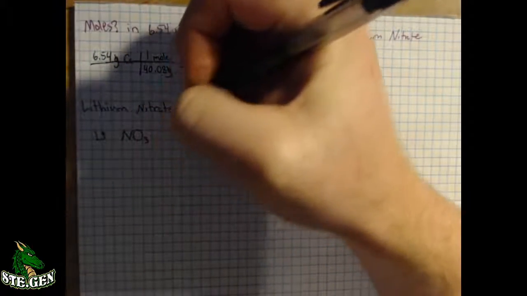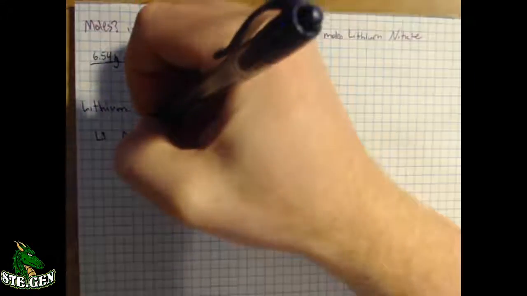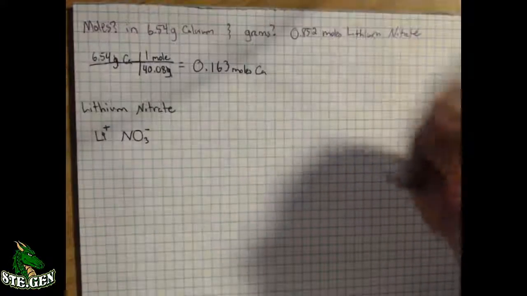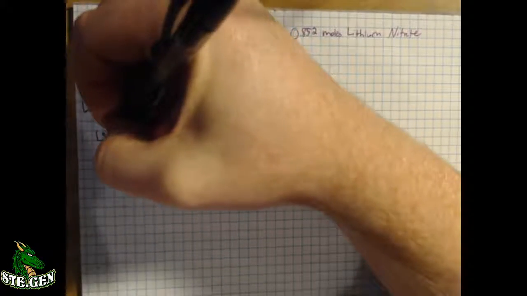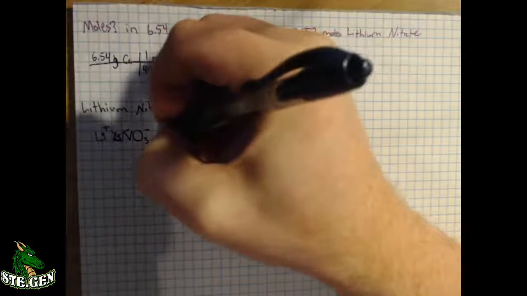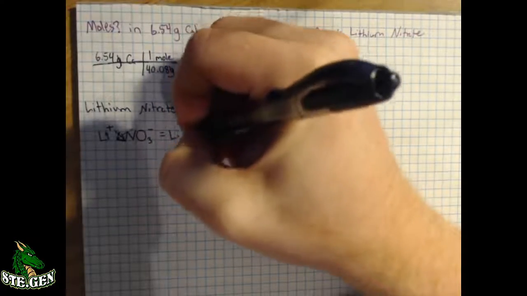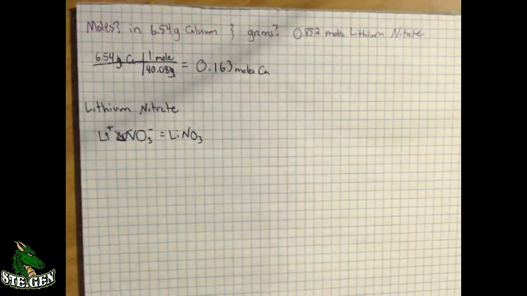I'll give you a moment to think about it. And it has a -1 charge. So NO3 minus, and then Li, if you look on the periodic table, has a plus charge. We're going to cross our charges, but we don't really have to because they're the same. So lithium nitrate is LiNO3.